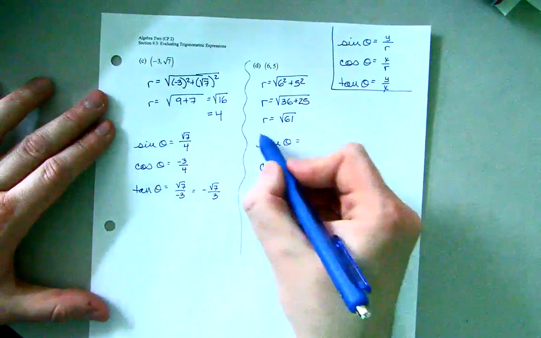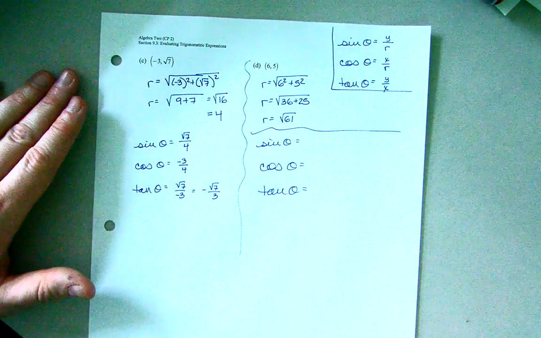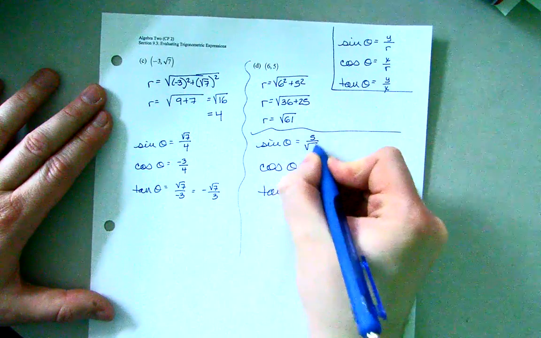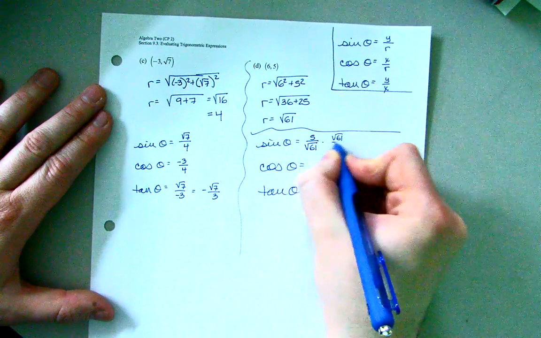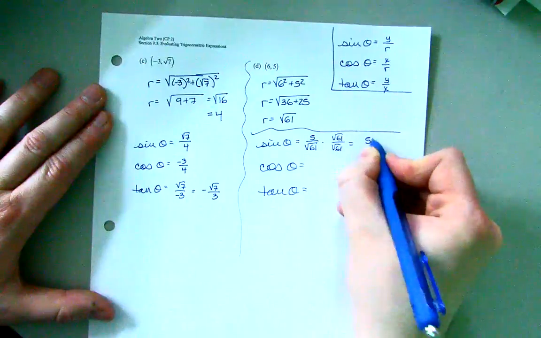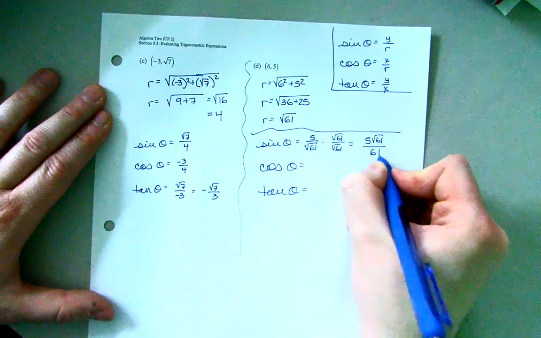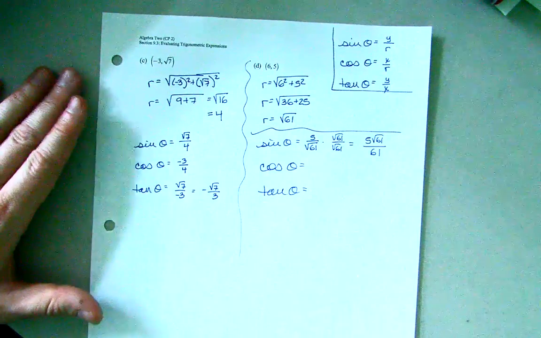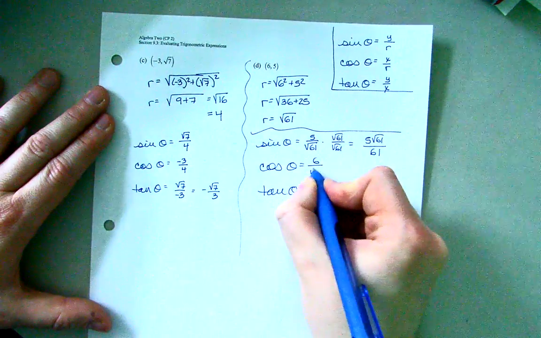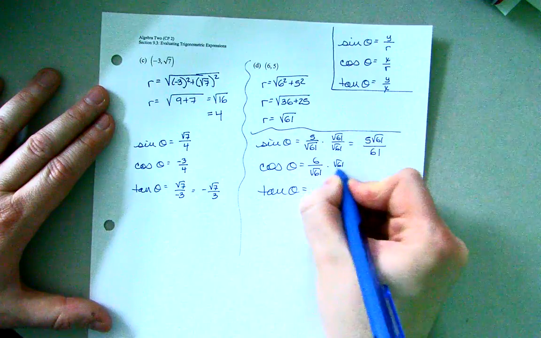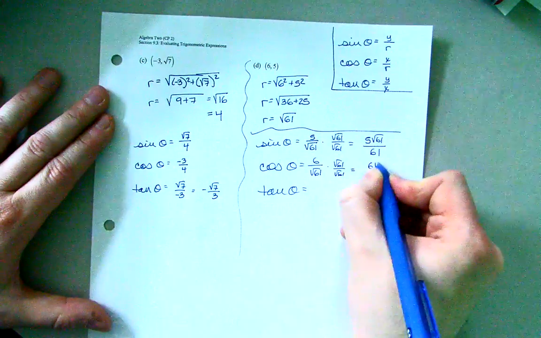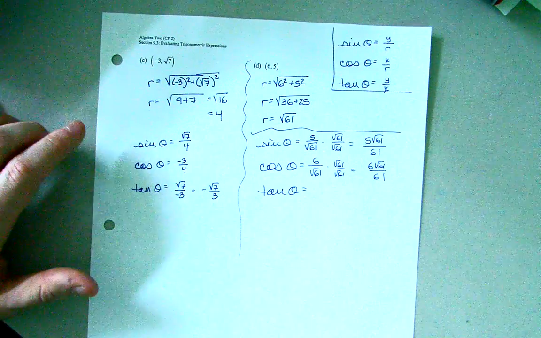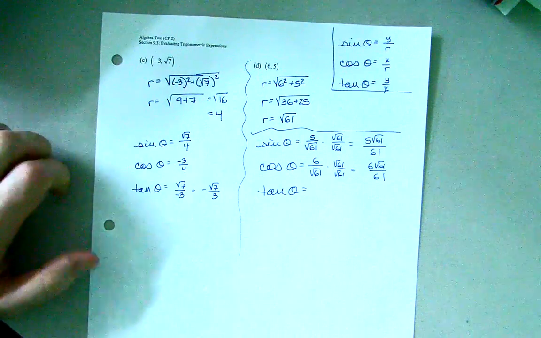Kiara, what do you have for D for the sine of theta? 5 root 61 over 61. Good. It should have been 5 over root 61, but then you're going to rationalize your denominator and say 5 root 61 over 61. Paige, what about the cosine of theta? 6 root 61 over 61. Yep, it was 6 over root 61. So 6 root 61 over 61. And Mina, what about the tangent of theta?